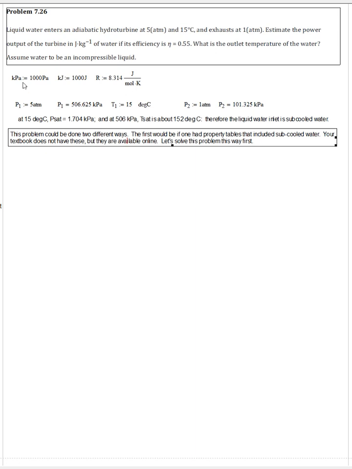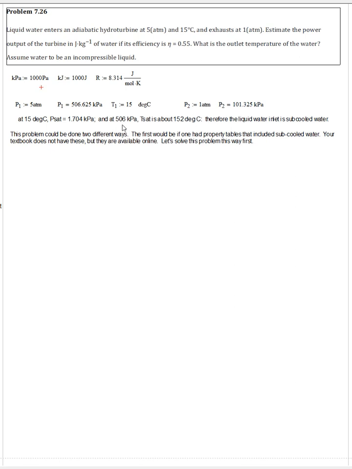First, we need to realize that we're dealing here with subcooled liquids. So at 15 degrees C, which is our water inlet temperature, the saturation pressure is 1.7 kilopascals. About 1% of atmospheric pressure. That's really low. Our real pressure is 5 atmospheres, or 500 kilopascals, right? So what this means is this is a subcooled liquid going in, right? You could also look at it from the perspective of, well, at 506 kilopascals, what's the saturation temperature? The saturation temperature is 152 degrees C. Our temperature is 15 degrees C.